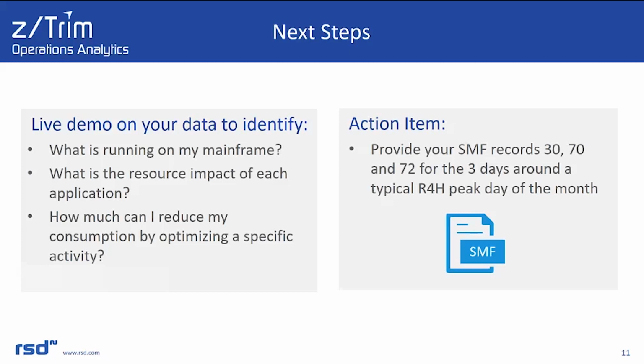Really what the ask is that we ask you to identify your R4HA peak using the SCRT report and provide those SMF 30, 70, and 72 ideally for the 3 days around the peak. Very compelling, as Jim said, when you see a demo of ZTrim using your data.